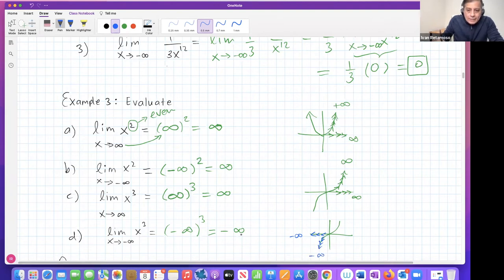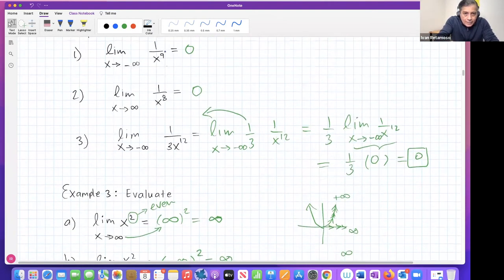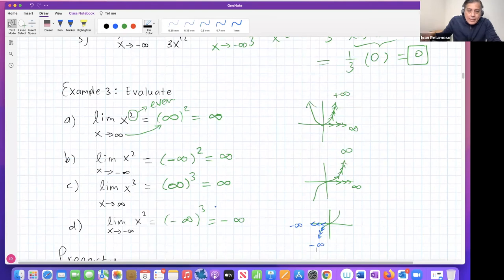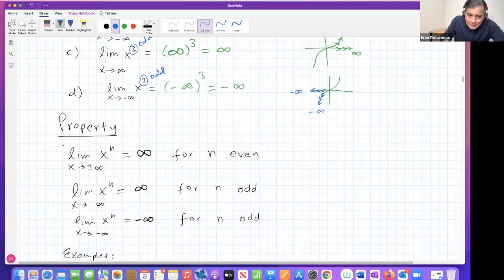So therefore, this is negative infinity. Very good, guys. We're going to use this a lot. For this form, you have to be careful. We get a positive result when the exponent is even, positive infinity. But when the exponent is odd, you have to be careful. There are two cases here: with an odd exponent, the result is negative or sometimes positive. So mathematicians have summarized that in this property.